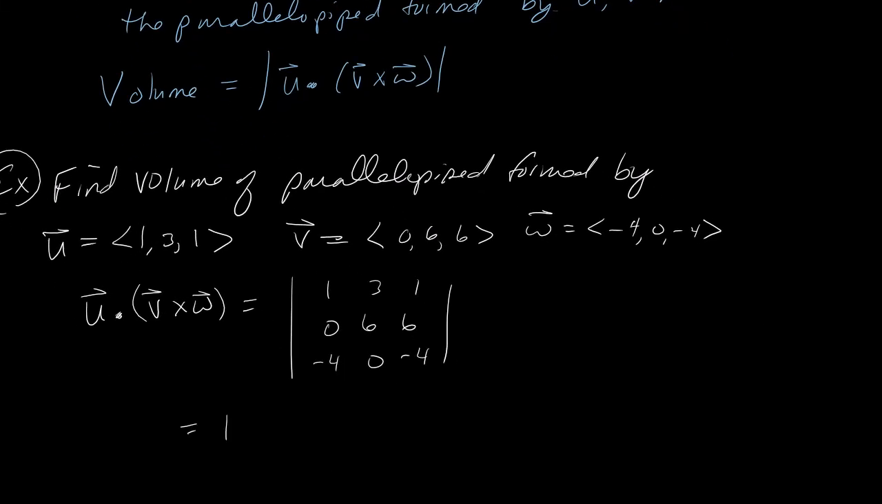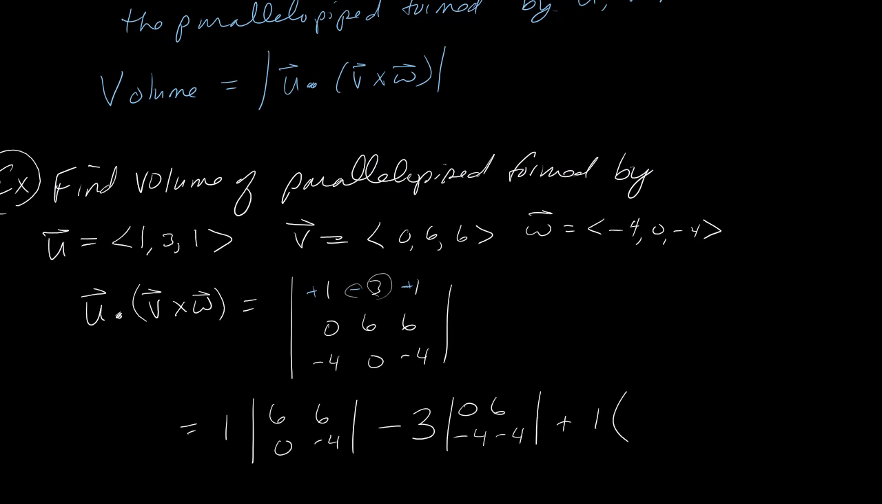So that's going to be equal to +1 times the determinant. Let me write this out so you can follow along. The determinant of (6, 6; 0, -4), minus, don't forget, we are using alternating signs here, minus 3 times the determinant of (0, 6; -4, -4), plus 1 times the determinant of (0, 6; -4, 0).